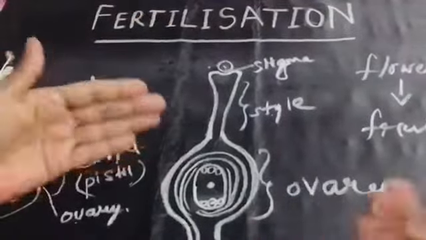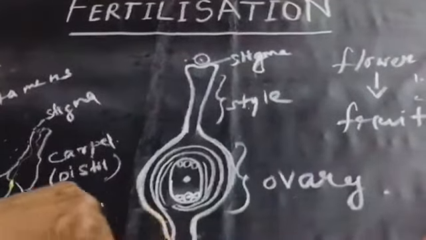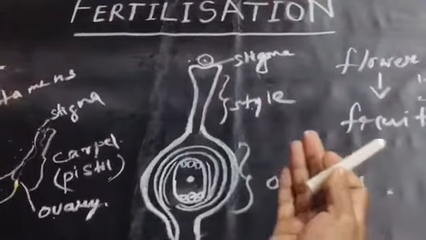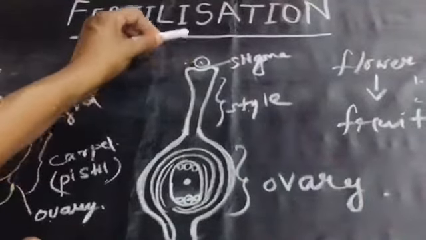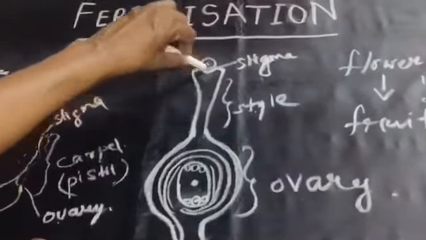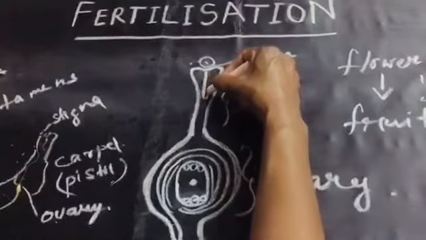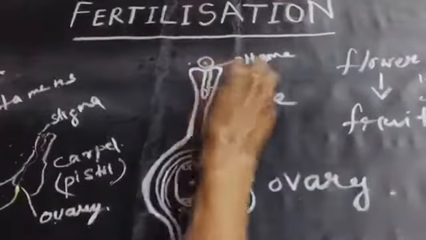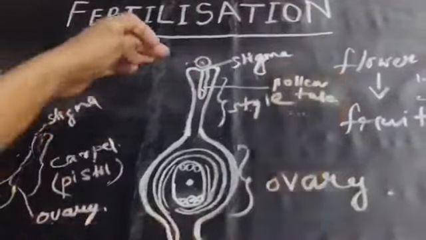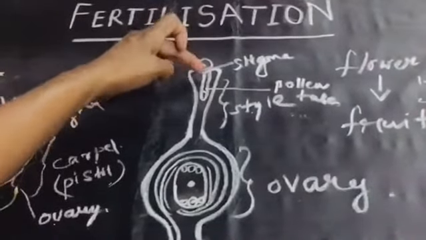What is the next process after pollination? Fertilization, we have already seen. So what is fertilization in a flowering plant? Let us see. The pollen grain after reaching the stigma grows downwards through the style in the form of a long tube called the pollen tube. So the germinated pollen grain is known as the pollen tube.